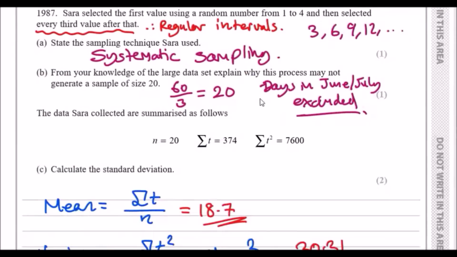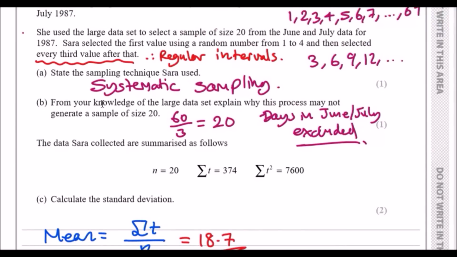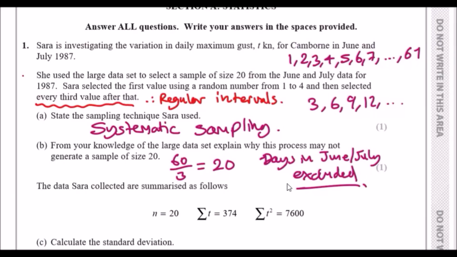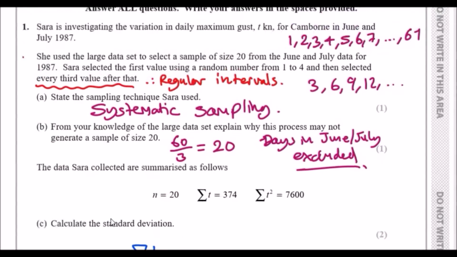Now let's move on to the next bit. The data Sarah collected are summarized as follows. The sample size is 20. The sum of the t values, the daily maximum gust, is 374, and the sum of t squared is 7,600. Now calculate the standard deviation.